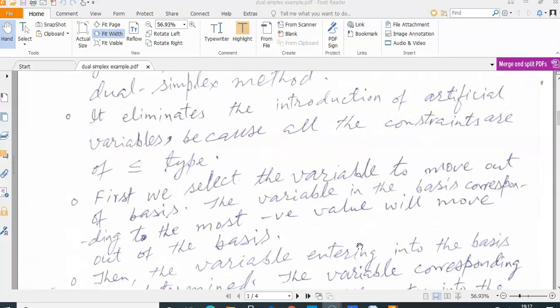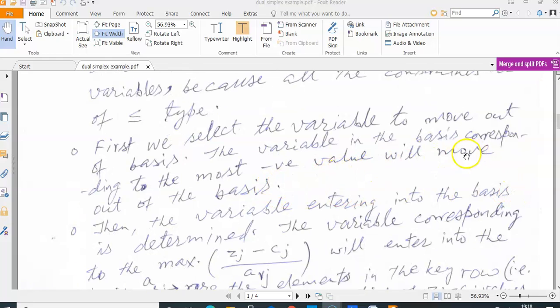First, we select the variable to move out of the basis. This is opposite to the regular simplex method, where we select the variable to enter into the basis first. The variable in the basis corresponding to the most negative value will move out of the basis. So under column B, there will be some values, and out of those, the value that is larger in terms of negative sign, that variable will be selected to move out of the basis.